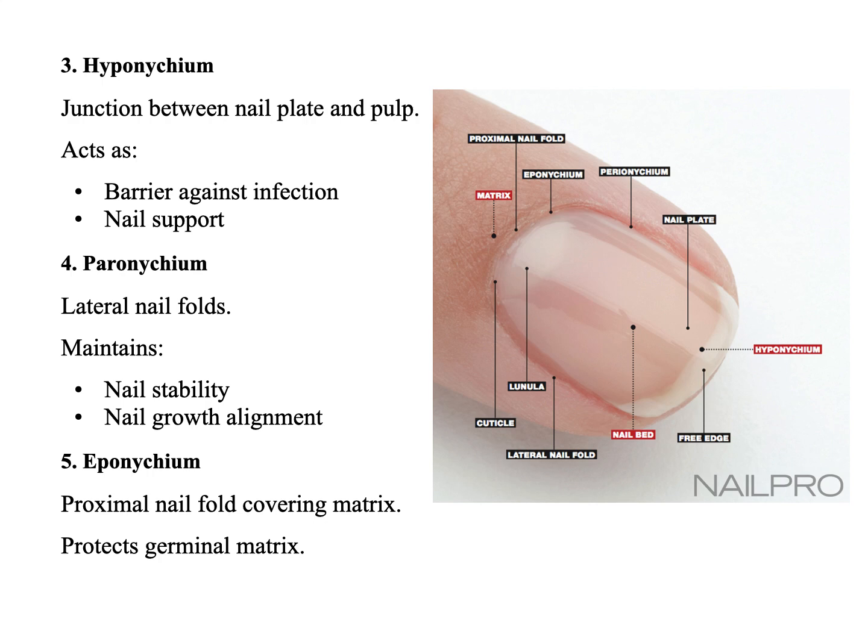Following this, the hyponychium. The hyponychium is the junction between the nail plate and the bulb. It is not the tissue under the plate. It is just the tissue below the free edge of the nail plate, the junction between it and the bulb. The paronychium is the lateral nail folds that make folds over the plate. The plate digs inside it and provides more stability for the nail. The eponychium is the proximal nail fold covering the matrix and the proximal part of the nail plate, and it protects the germinal matrix.